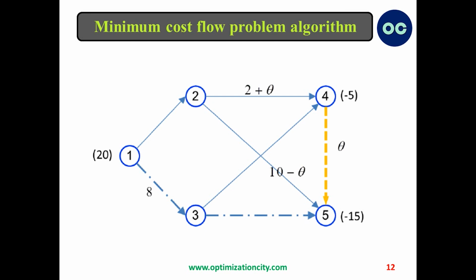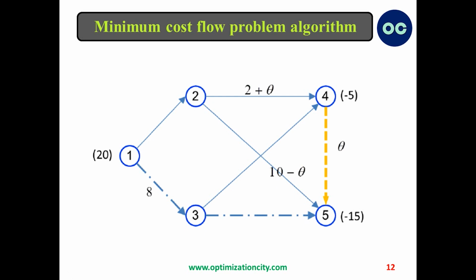Note that arc 3, 5 is not basic, so it's not considered in the options. So the only option that we have is arc 2, 5. Now the flow of arc 2, 5 is decreased by theta. The current value of the flow of arc 2, 5 is 10, so decreased by theta, the new value of the flow of arc 2, 5 is equal to 10 minus theta.